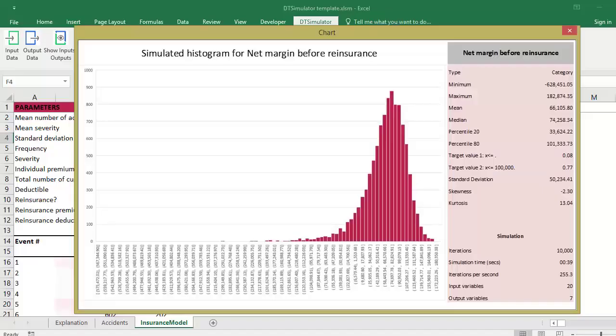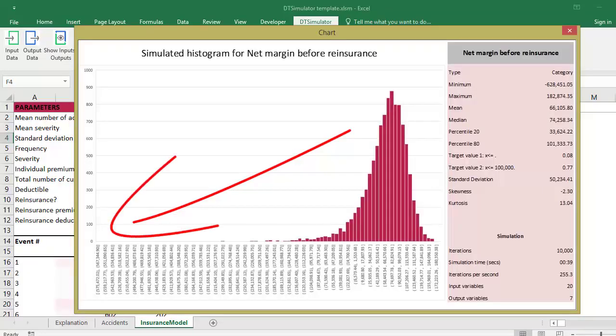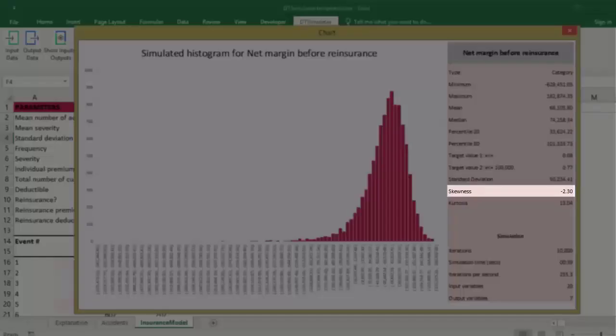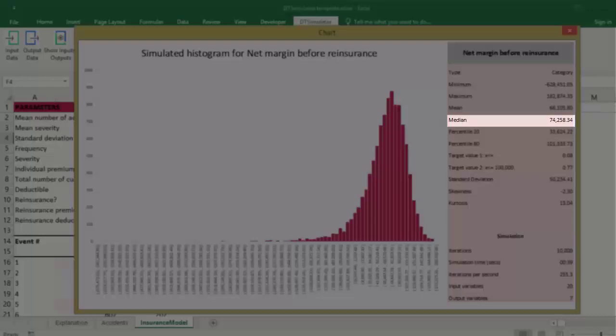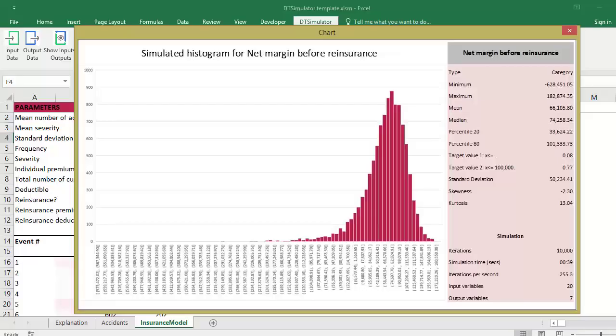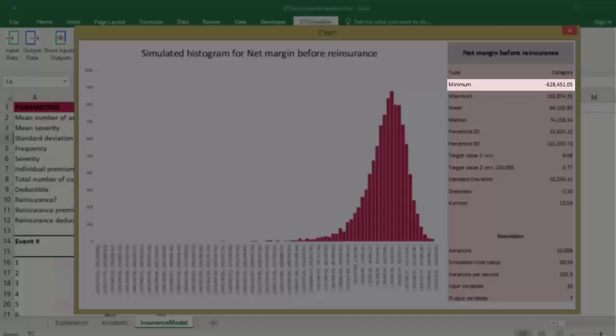The net margin curve is decidedly negatively asymmetrical, with a negative skewness of minus 2.3. In other words, with respect to the median value of $74,000, there exist probabilities of extending on negative net margins in a much larger direction towards the negative side as opposed to the positive side. Consider that losses could be larger than $628,000, whereas the maximum simulated amount reached over $182,000.